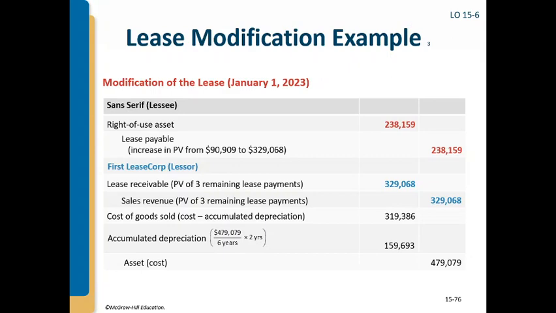First lease, the lessor, records the lease receivable and corresponding sales revenue for the present value of the 3 remaining lease payments. And then, of course, because this is a sale type lease, they're going to record the cost of goods sold less accumulated depreciation. They're going to have to back out the accumulated depreciation as well as the cost of the asset as well.